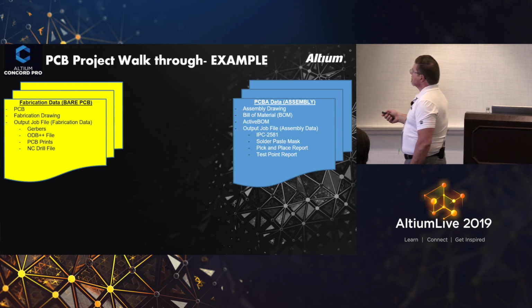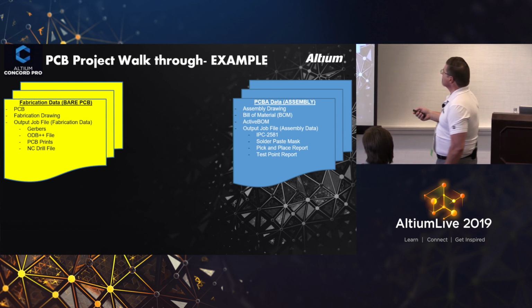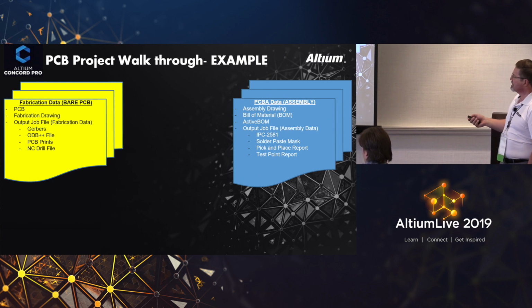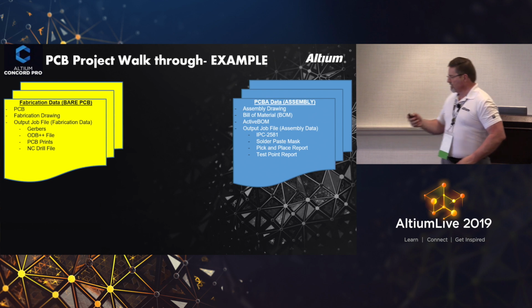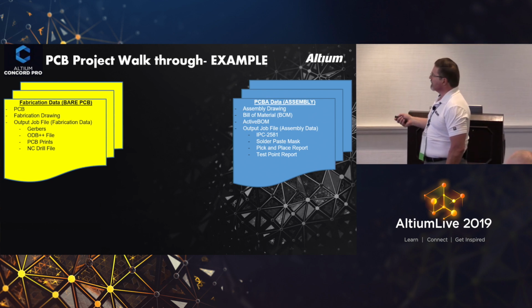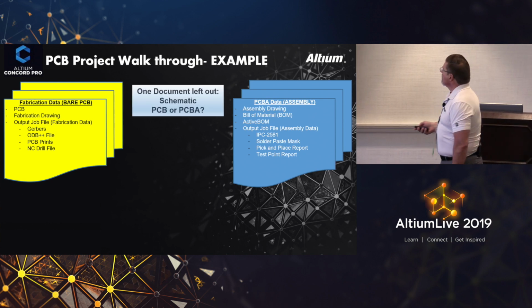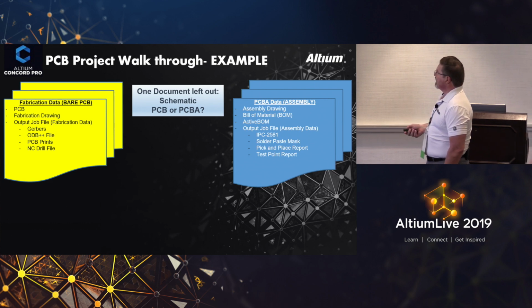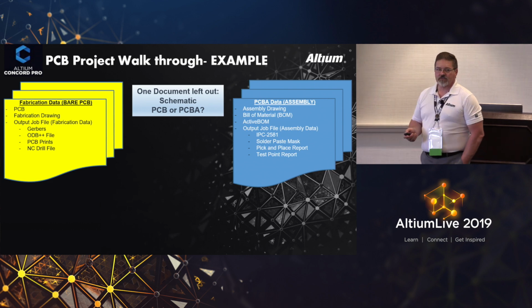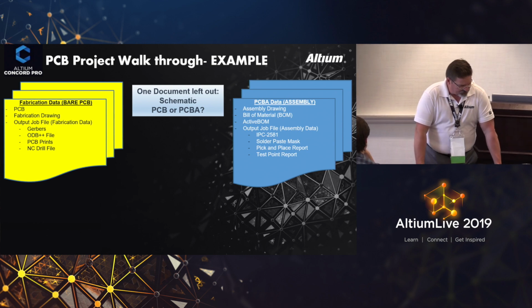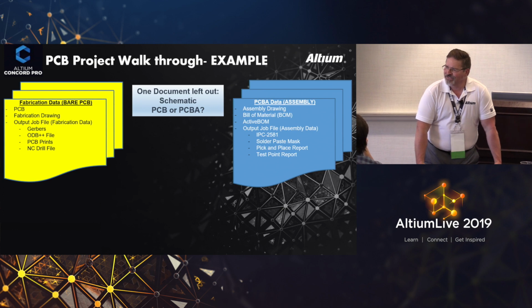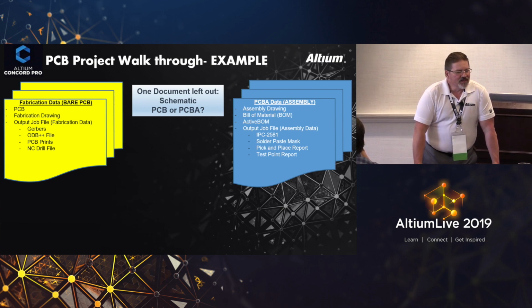And so from this, this should be familiar to us now, because what we saw was the 2 package sides of the package. You have a fabrication and assembly. This is your fabrication package. This is going to be your assembly package that's pushed over. All right. One document that's left out, the schematic. Now, this was a discussion we had over many meetings, was a schematic. Is it a PCB document or a PCBA?